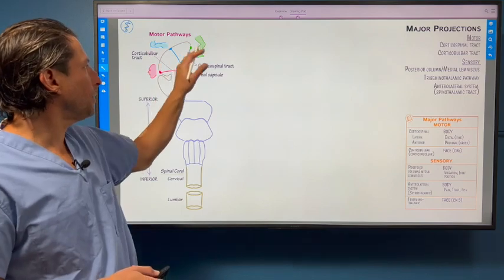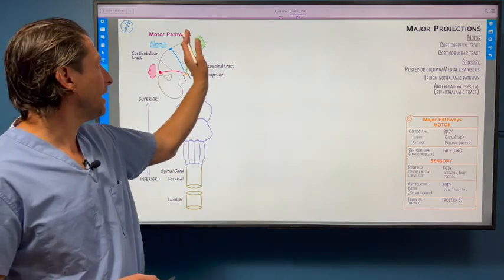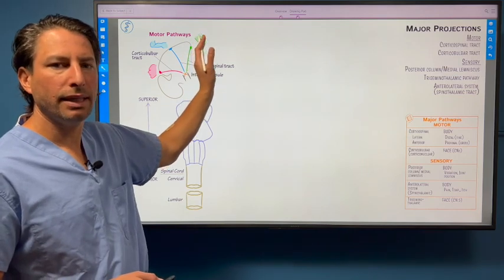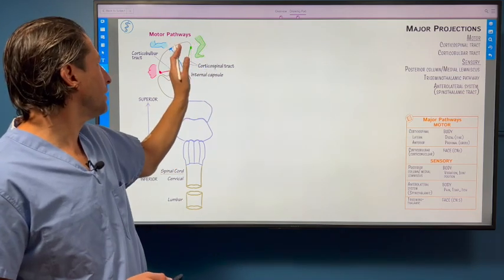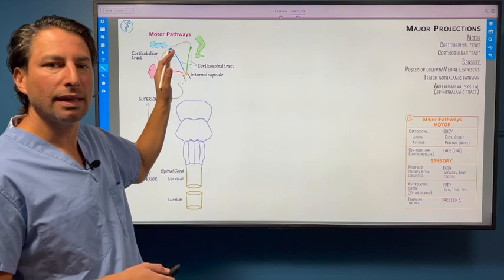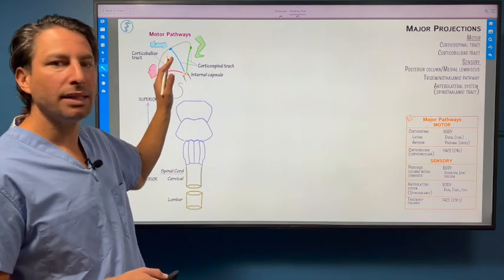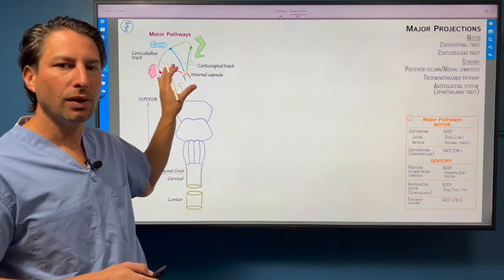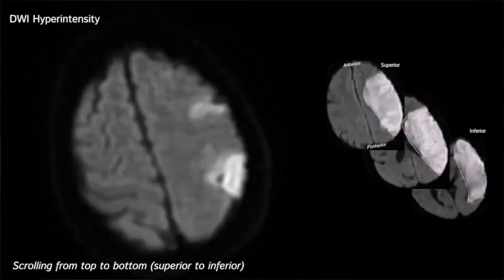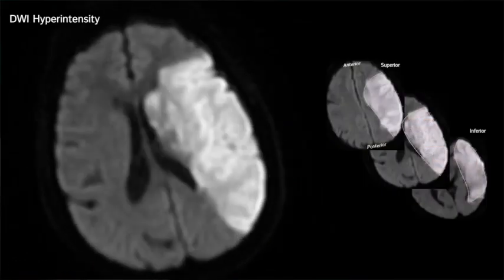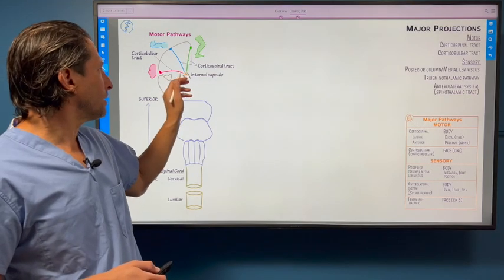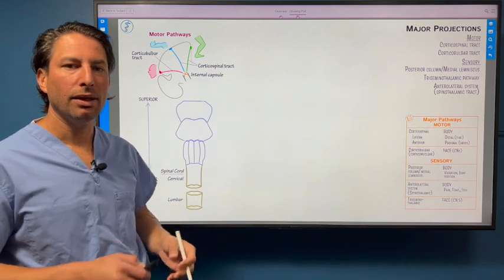So here's our motor homunculus. Remember, the leg lives out medially, and the anterior cerebral artery, the ACA, covers it, whereas the arm and face live out laterally here, and the MCA, the middle cerebral artery, covers it. So in an MCA stroke, the arm and the face are going to be affected, but the leg should be spared. Now we demarcate with this little orange X here a twist.